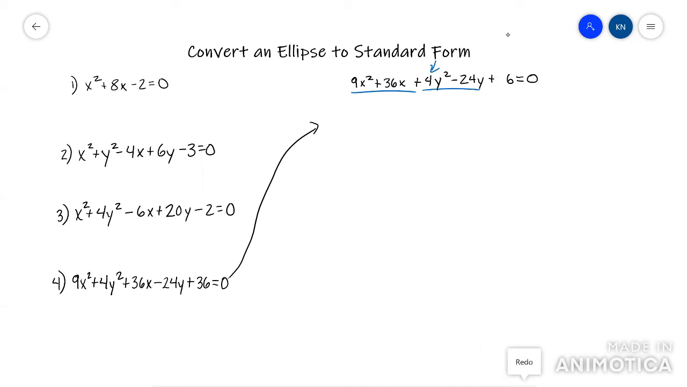So I don't know what's happening here. My computer's freezing, so let's just keep moving. I just can't use undo. All right, so GCF it first. And you GCF each one separately, like that 9 and the 4.